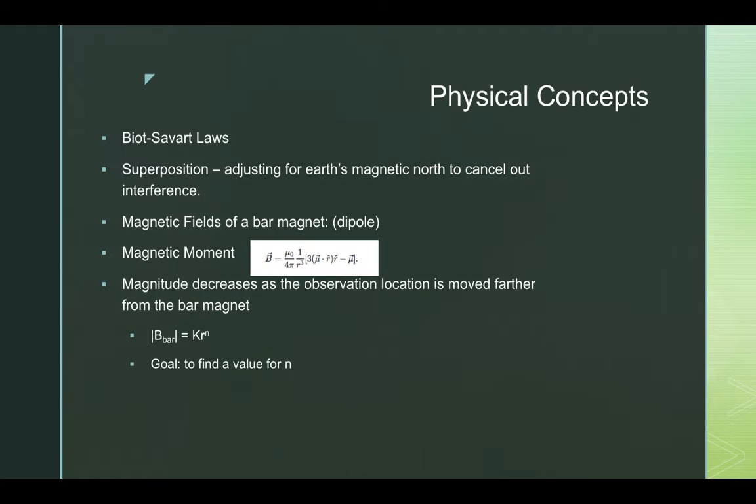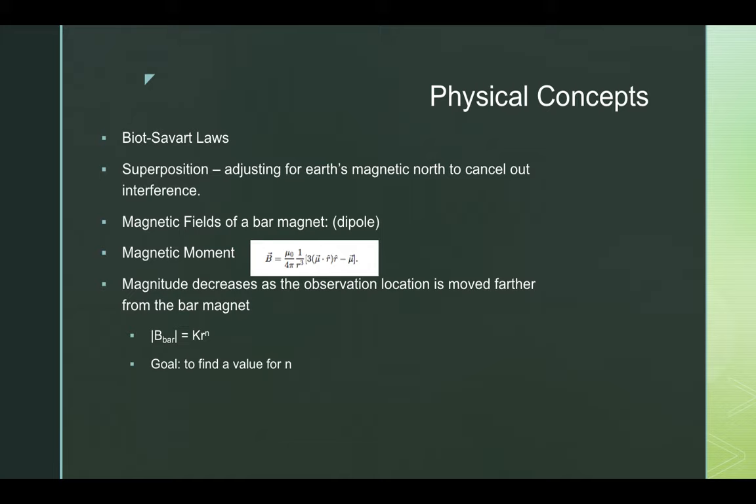So the physical concepts in this were the Biot-Savart laws, because we're dealing with magnetic fields. Also the superposition principle, because we had to adjust for Earth's magnetic north to cancel out interference. Then we also know that the bar magnet is a dipole, and the corresponding magnetic fields to this. And then we used the equation to find the magnetic moment shown there.